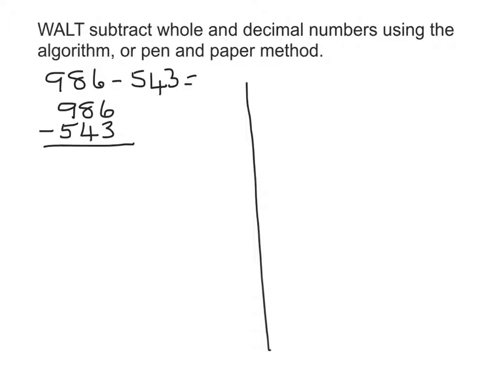As with addition algorithms, we turn our attention first to the numbers in the ones column. We have 6 minus 3 equals 3, so that 3 will be recorded in the ones column. Looking now at the tens column, we have 8 tens and we take away 4 of those tens, leaves us with another 4 in the tens column. And finally, looking at the hundreds, we have 9 of those minus 5, leaves us with 4 to be recorded in the hundreds column.